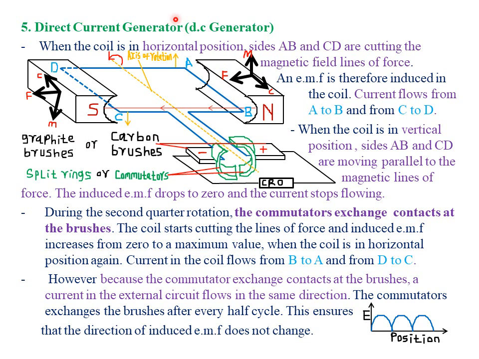So remember, a DC generator is still a generator, meaning that it also converts mechanical energy into electrical energy. Therefore, it is actually what we call a dynamo, and we shall be using what we call the dynamo rule, or Fleming's right-hand rule.